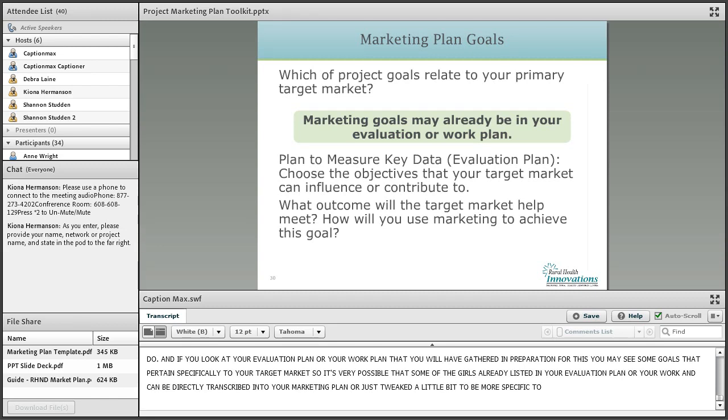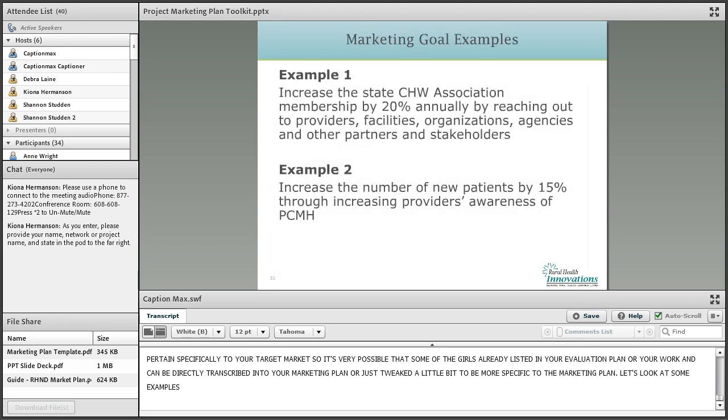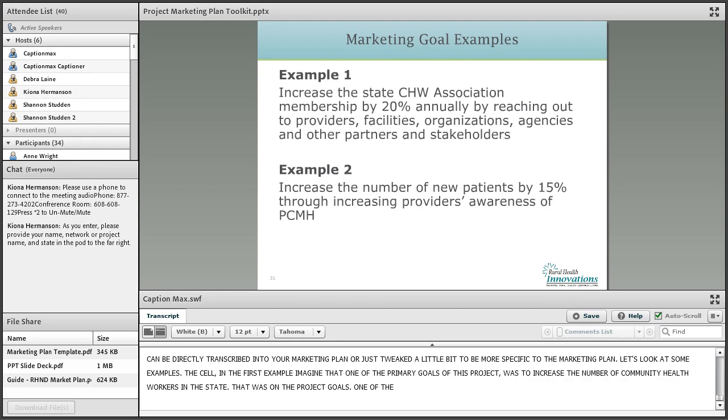And if you look at your evaluation plan or your work plan that you will have gathered in preparation for this, you may see some goals that pertain specifically to your target market. So it's very possible that some of the goals already listed in your evaluation plan or your work plan could be directly transcribed into your marketing plan or just tweaked a little bit to be more specific to the marketing plan. Let's look at some examples.